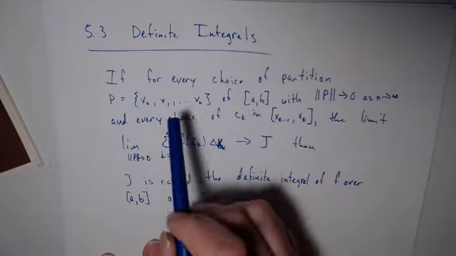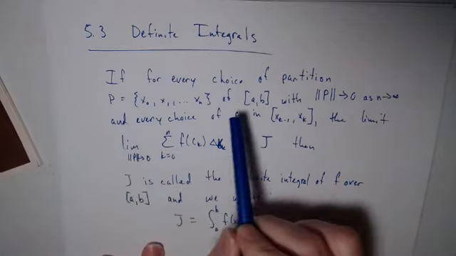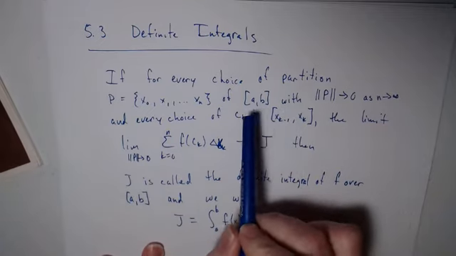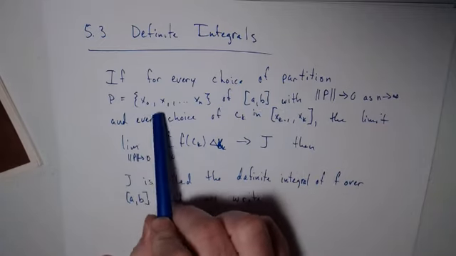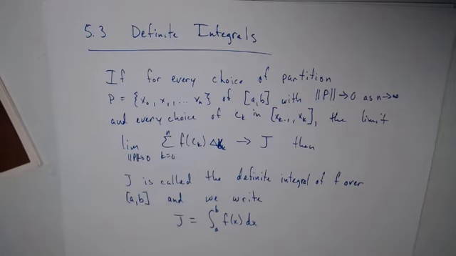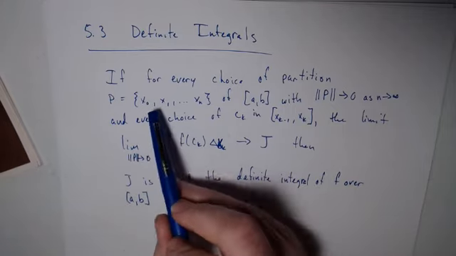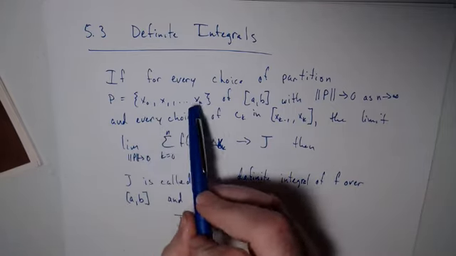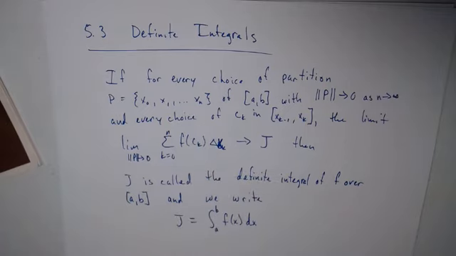So what we're going to do is set up a particular partition of our interval, and that partition here is going to have n points in it. It's going to have a left endpoint, a right endpoint, and a bunch of other points in the middle.